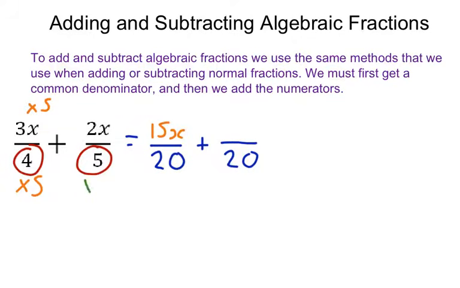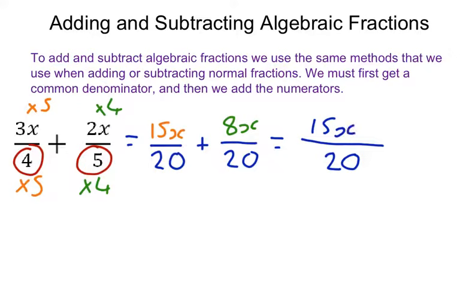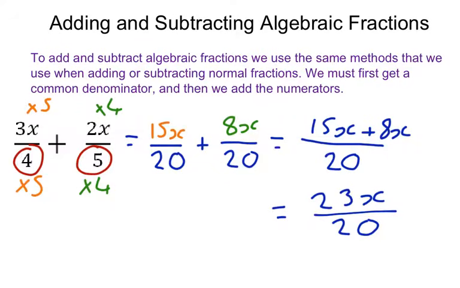Similarly, we multiply the 5 by 4, so we have to multiply the 2x by 4, which gives us 8x as the numerator for the second fraction. Now we can put them all over 20 and combine the top two numerators to get 15x plus 8x all over 20, which when we simplify gives us 23x over 20.